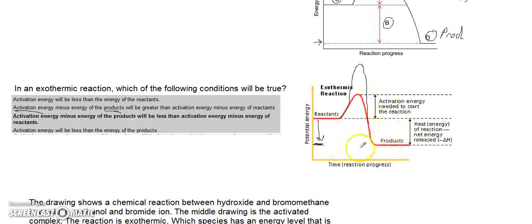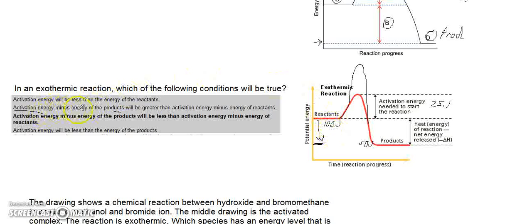And remember, it helps sometimes to give these actual numbers when you're doing this. And so let's say that our products here, let's just say it's 50 joules. Let's say our activation energy here, let's say this is 25 joules. And let's say our reactants, let's say this is 100 joules.